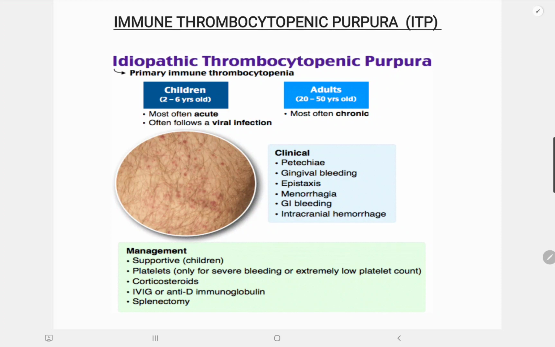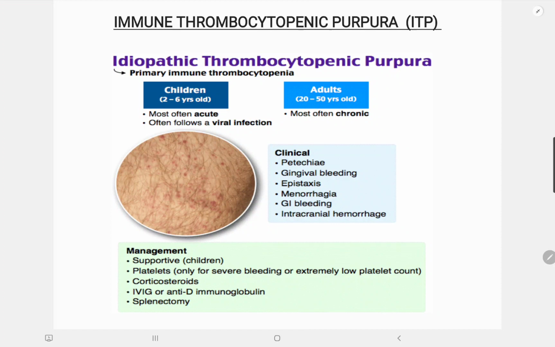And the treatment includes steroids, which we're going to try first. The first thing that you're going to give, the first line, is steroid, and then IVIG, that is intravenous immunoglobulins, and then you're going to go for the splenectomy. So this is the sequence: the steroid first, then IVIG, then splenectomy.